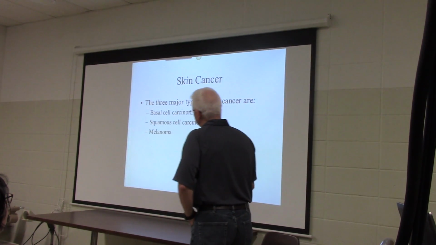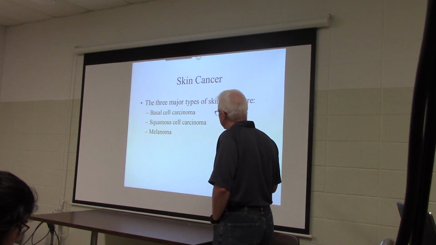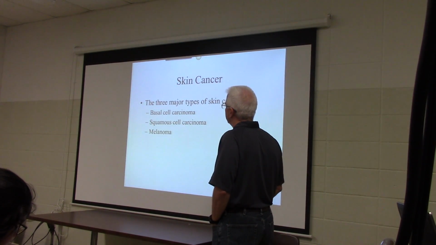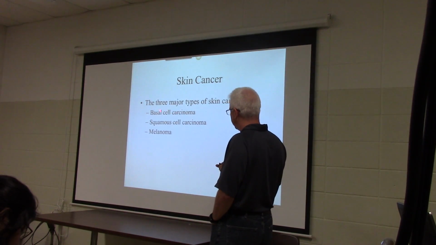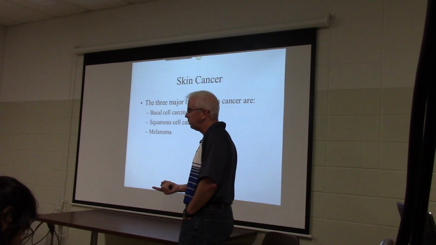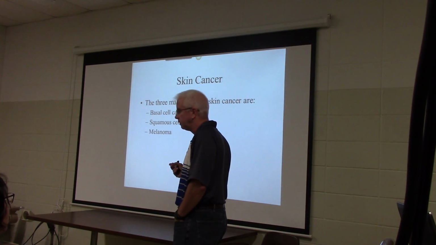All right, let's finish the skin first before we do that. So skin cancer has to be mentioned. This is why you learn the layers of the epidermis. There are three major types of skin cancer: basal cell carcinoma, squamous cell carcinoma, and melanoma. Now let me open this with a story to get you thinking about the tissue stuff that you've learned.